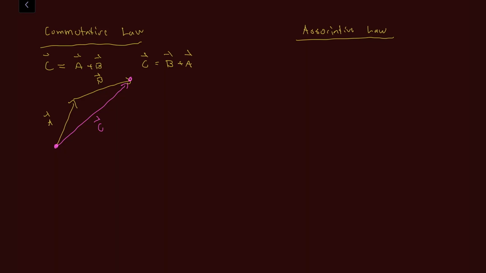Now let's try it the other way around. Let's say we have vector B, and then we add vector A. Now this gets us vector C. Remember, this is A, this is B. And as you can hopefully see from my basic drawing, these two vectors are the same. It didn't matter which order we added them, vectors A and B, we got the same answer. And that's the commutative law.